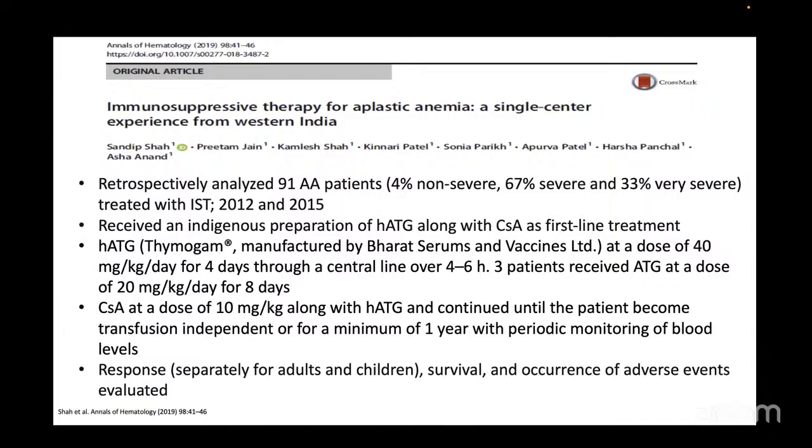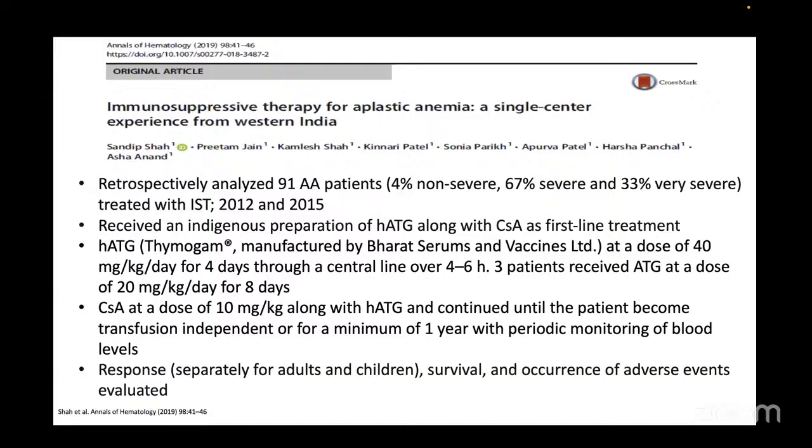This is a single center experience from India where they have published their results of immunosuppressive therapy for aplastic anemia patients. They analyzed around 90 patients, of which mostly were severe category. They received the indigenous preparation, that is Thymogam, with cyclosporine. And the dose was the standard 40 mg per kg per day for 4 days. And three patients received a lesser dose.